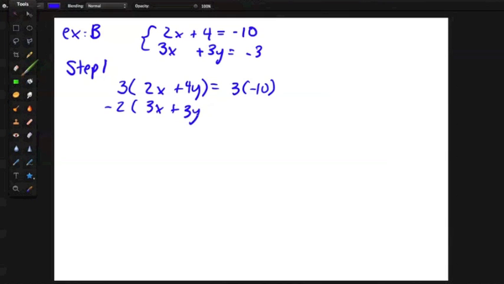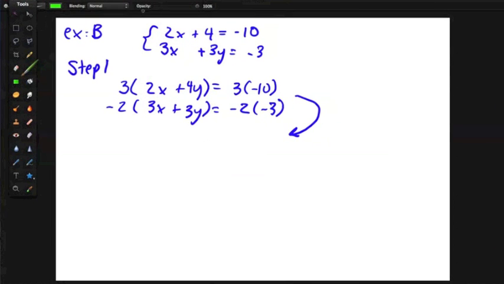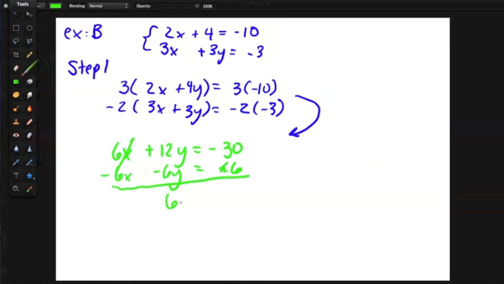So I can find a common coefficient, in this case 6, because the 3 and the 2 multiply to get 6x, and the negative 2 and the 3x multiply to get negative 6x. Once I have that, I can add the equations. In this case, I'll have 6x plus 12y equals negative 30, and negative 6x minus 6y equals 6. I will be able to cancel out those 6x's, and then I'll be left with 6y equals negative 24. And then I'll have y equals negative 4. That's my first variable solved.